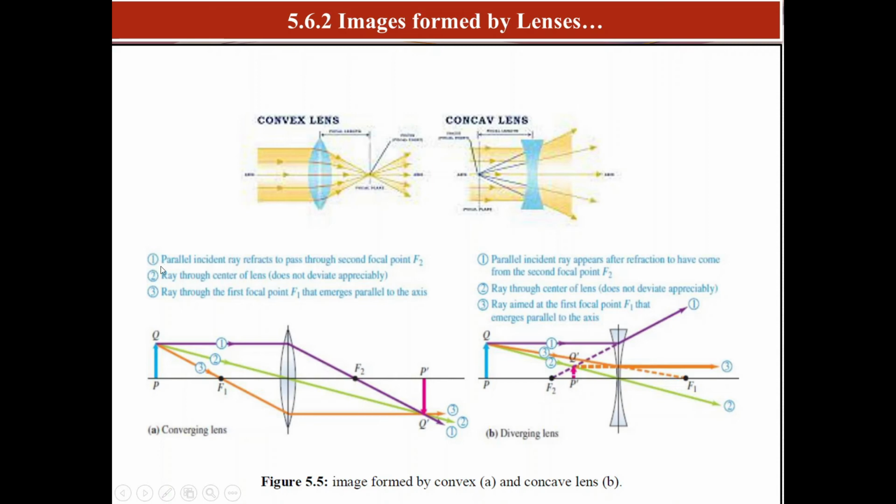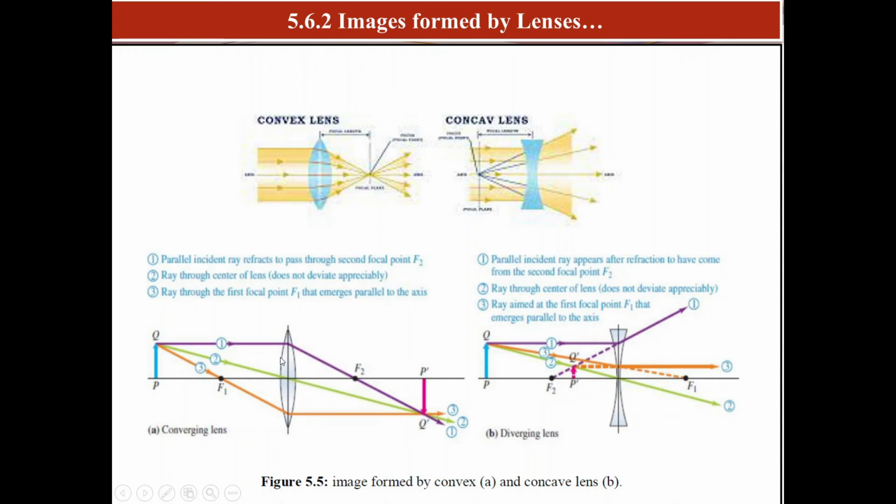The second one, we get from both sides: rays through the center of the lens. This ray, which is shown by the green line, through the center of the lens, does not deviate. It goes just following this straight line. And the other one, rays through the first focal point, F1, then emerges parallel to this axis. After it passes the lens, it will be parallel to this axis.